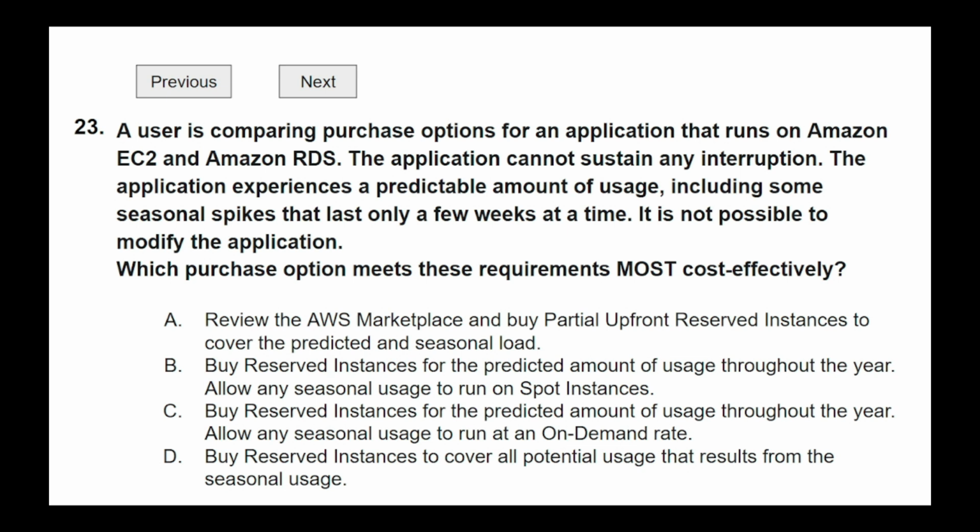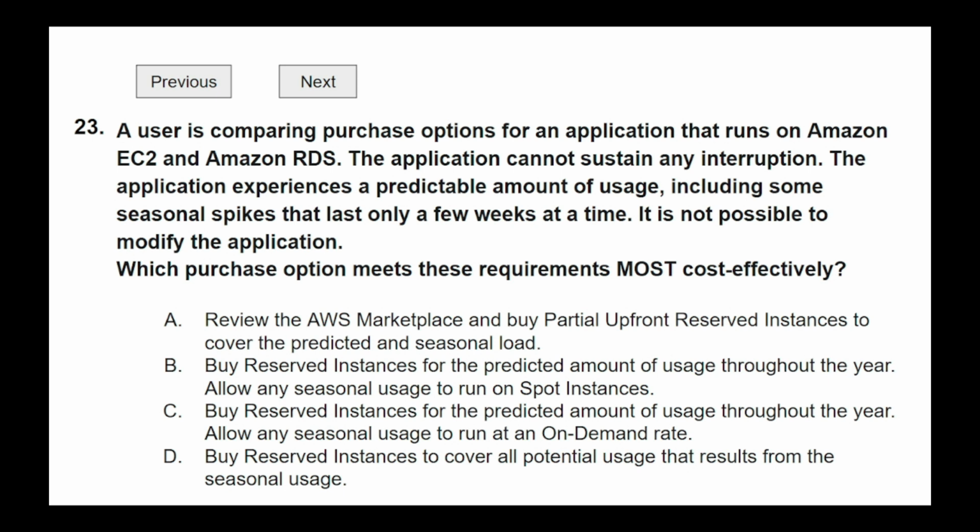So let's see the answers. Review the AWS Marketplace and buy partial upfront reserved instances to cover the predicted and seasonal load. Well, that doesn't make sense. Buy reserved instances for the predicted amount of usage throughout the year. Allow any seasonal usage to run on spot instances. We don't want the seasonal usage to be running on the spot instances.